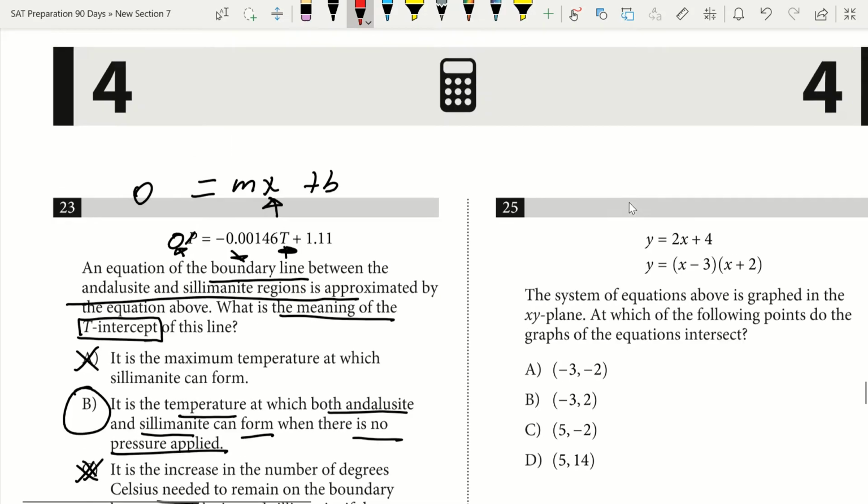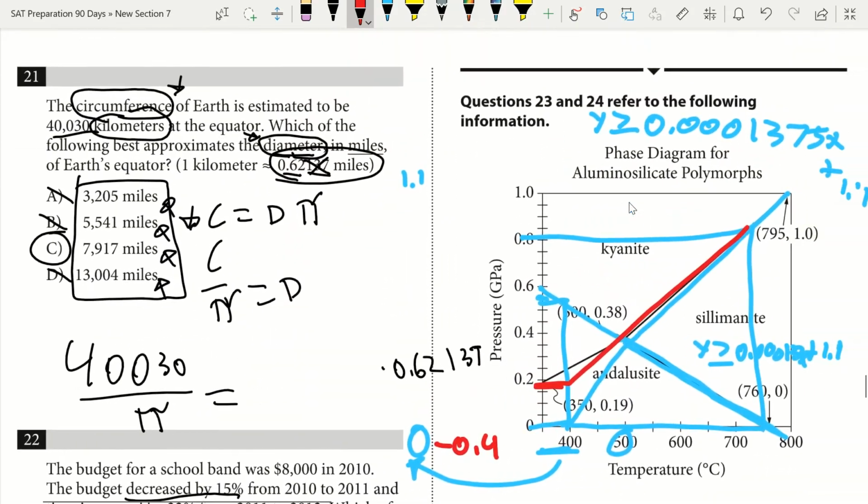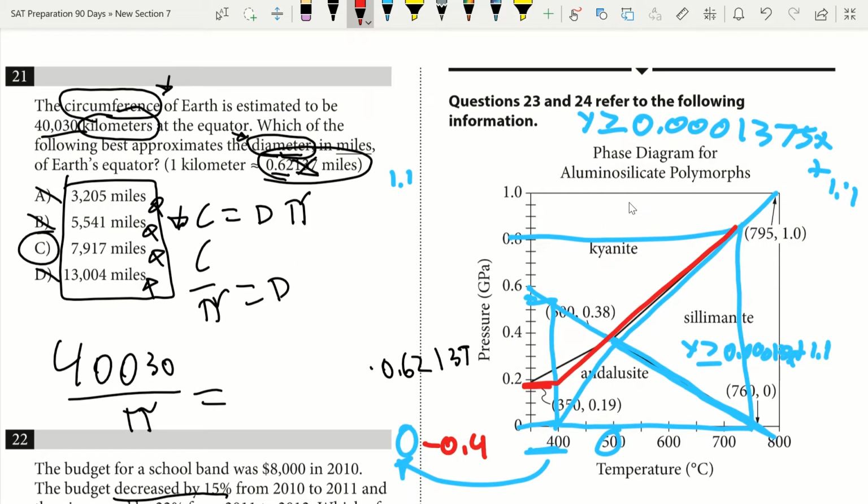So it looks like I made an error here. Let's go back and find what I did wrong. Okay, we see at 800, we are at just about 0.85, and we see at 400 here, if we were to continue this line, we're going to probably be maybe just below that 0.2, so maybe 0.15. Okay, so 0.85 minus 0.15. Okay, I see what I did wrong.